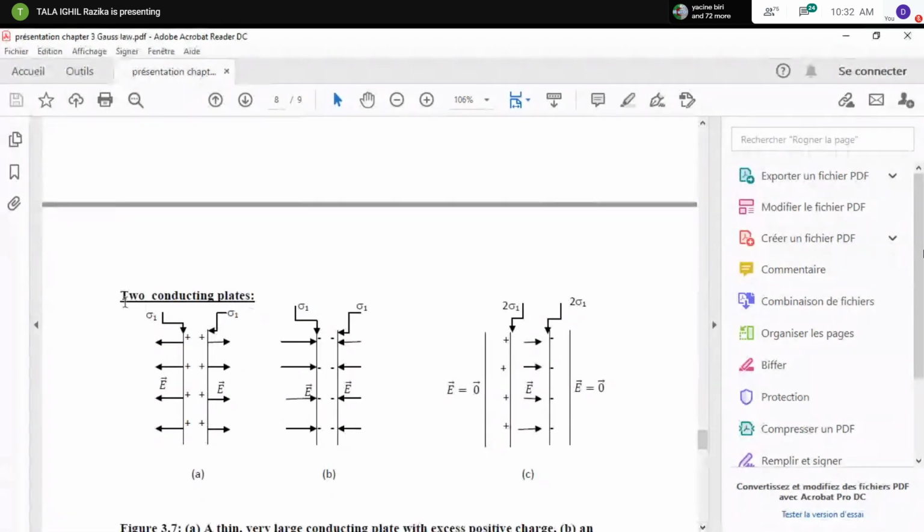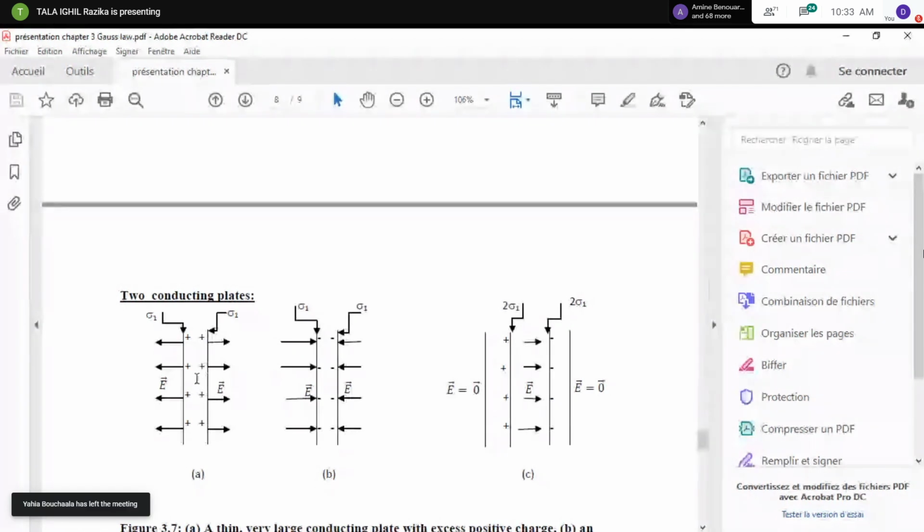If I have a conducting plate with a surface charge sigma 1, positively charged, and the second sheet is also positively charged with sigma 1. You know that if you have a positive charge, the electric field goes outside, and if you have a negative charge, it goes inside. Because it goes outside, the electric field is in this direction.